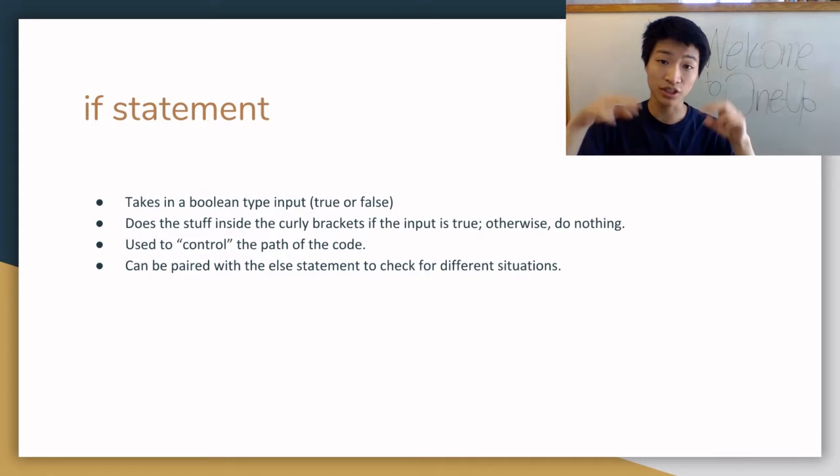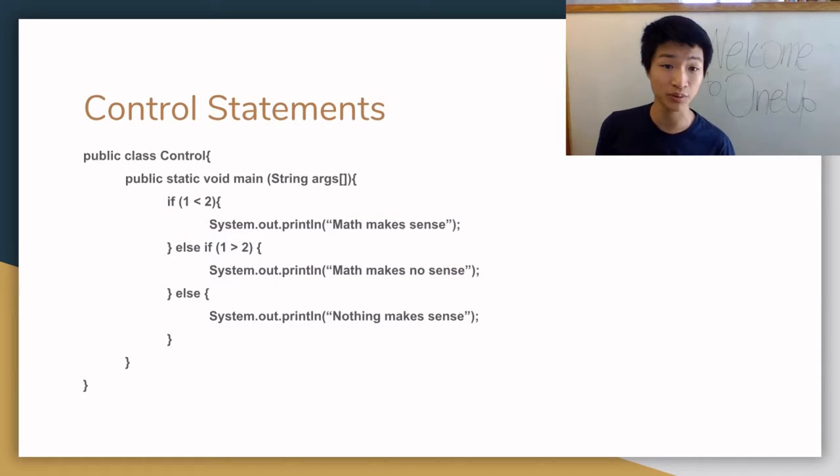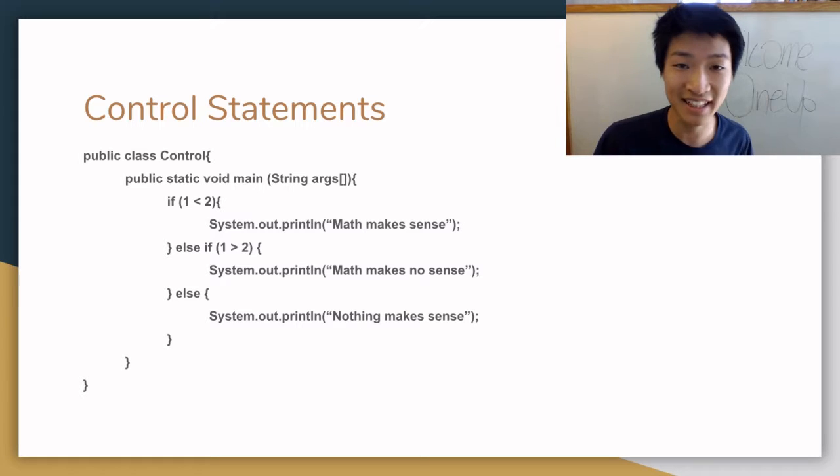Now, this is used to control the path of the code. That's why it's called a control statement. It can also be paired with else or else if statements in order to create different solutions and check for different things. So if we go back into our example, we know because 1 is less than 2, it'll only print out "math makes sense." It won't print out "math doesn't make sense" or "nothing makes sense" because 1 is less than 2.